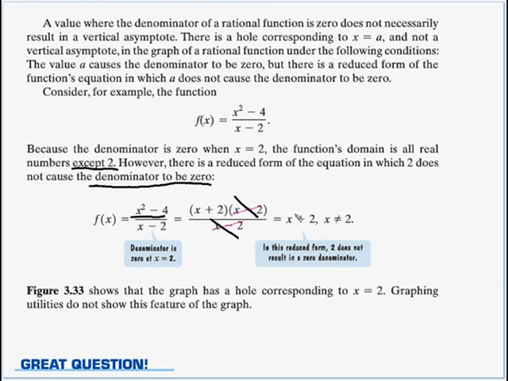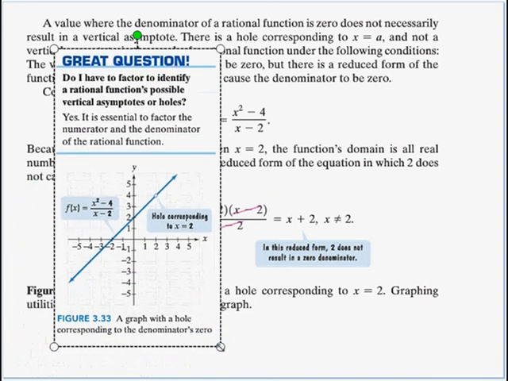So if we factor the numerator into a sum and a difference, we can cancel the x minus 2 factors. Now we're left with x plus 2 over 1, or just x plus 2. In this reduced form, 2 does not result in a 0 denominator. It's still an exclusion from our domain because in the original function it does cause a division by 0. But that just tells us we do not have an asymptote, we have a hole at that value of x.